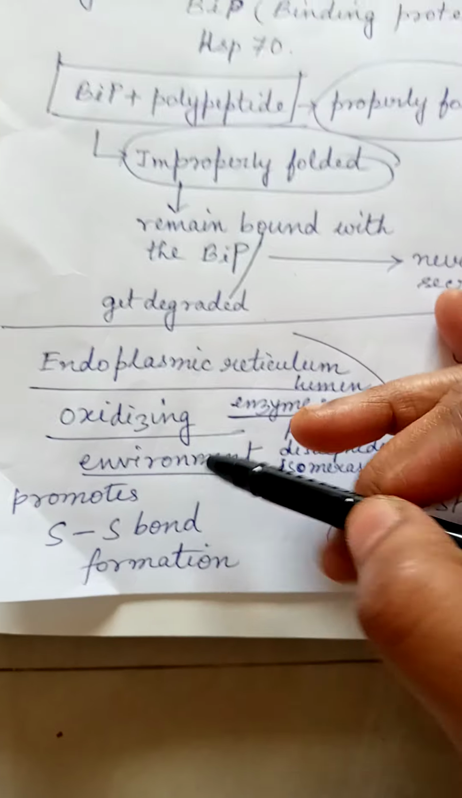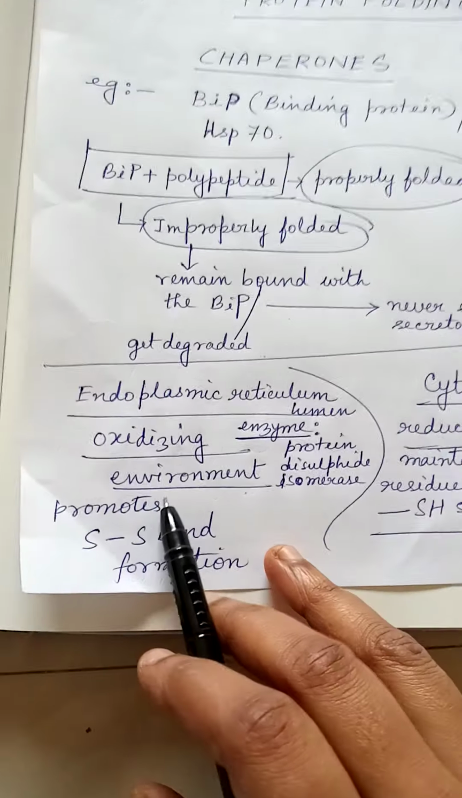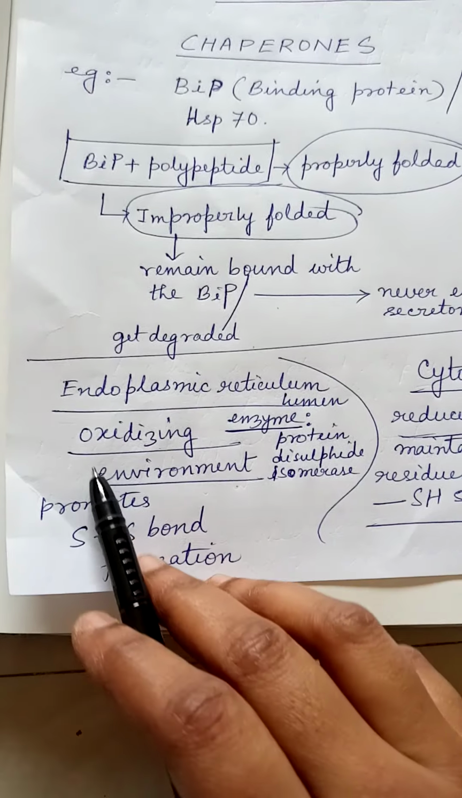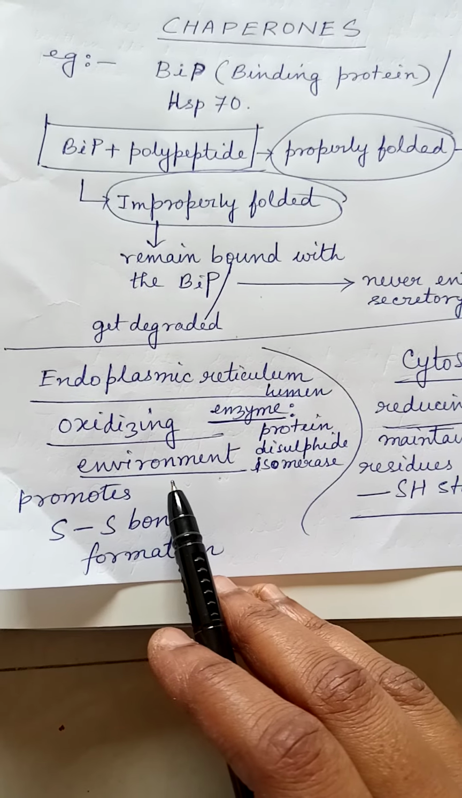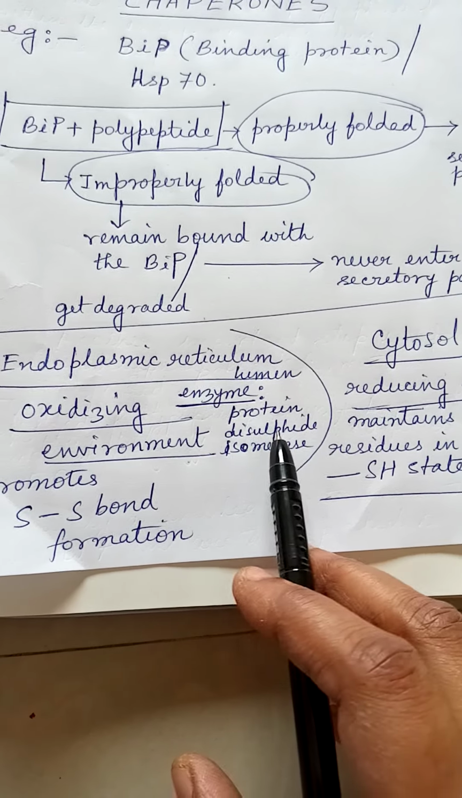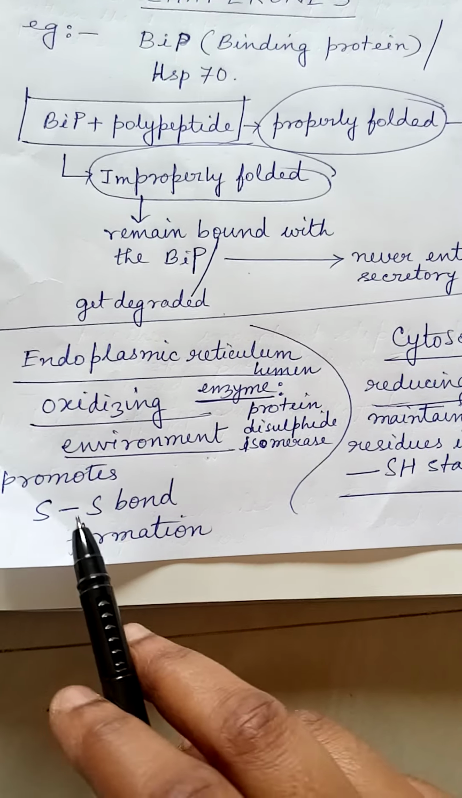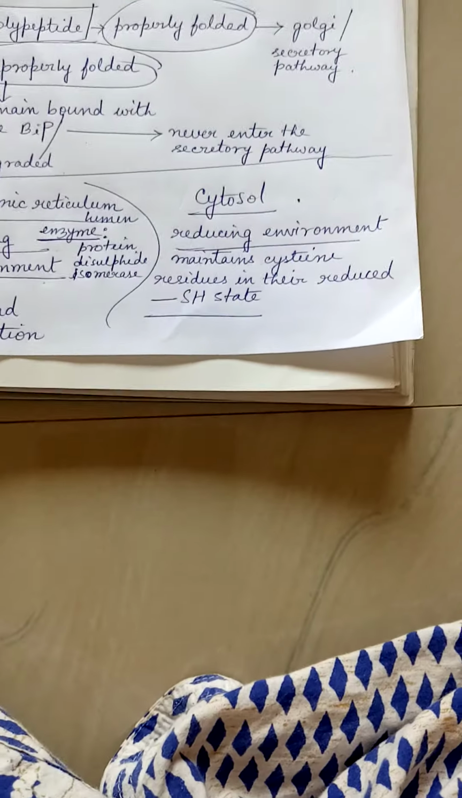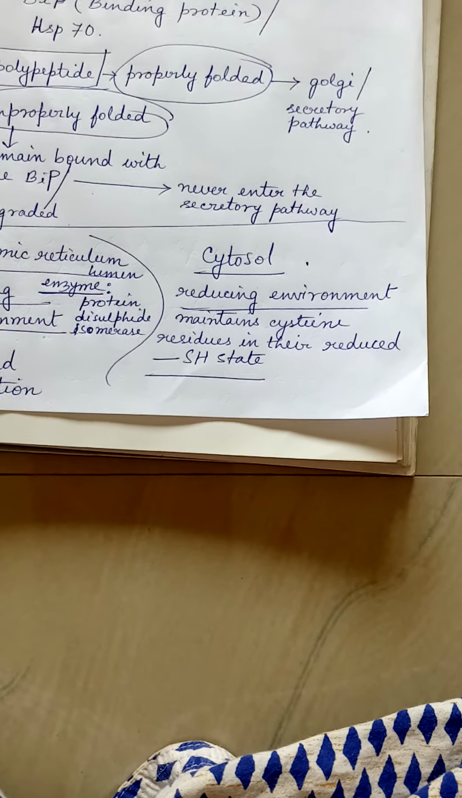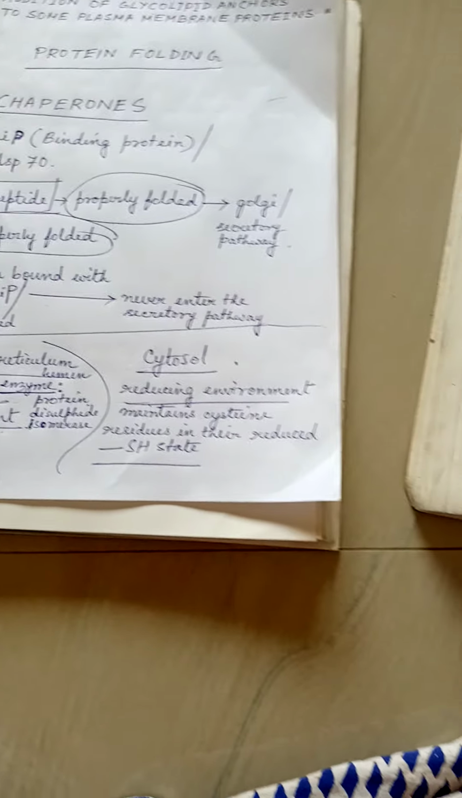The reducing environment is present in the cytosol, and in the endoplasmic reticulum there is an oxidizing environment. In this oxidizing environment, an enzyme, protein disulfide isomerase, helps in the disulfide bond formation. Thus, the endoplasmic reticulum helps in the assembly of multi-subunit proteins.